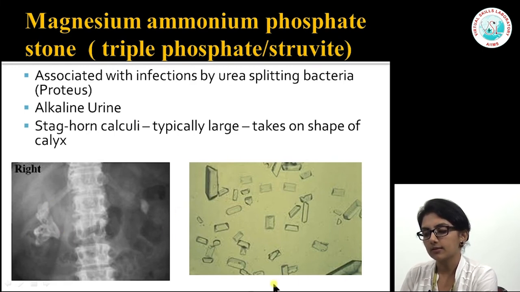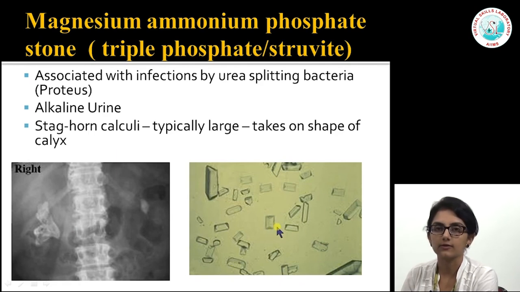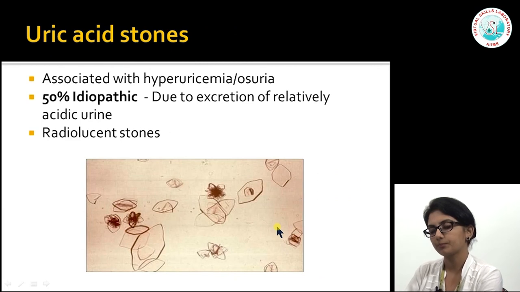And what would we see in the urine? We see these crystals with a coffin lid appearance. That's the classical description of a triple phosphate crystal.